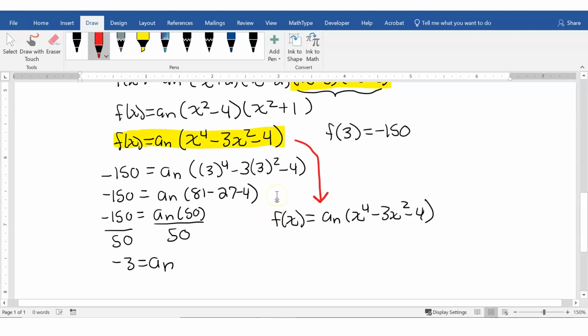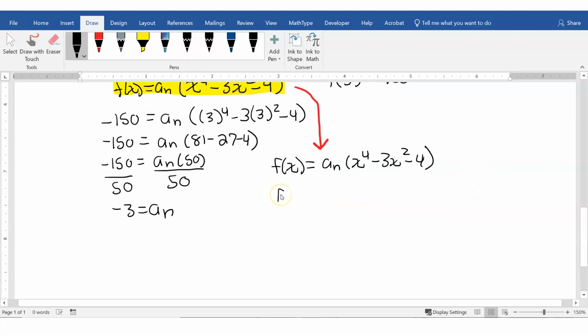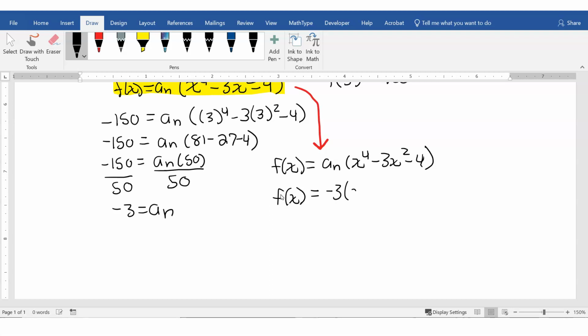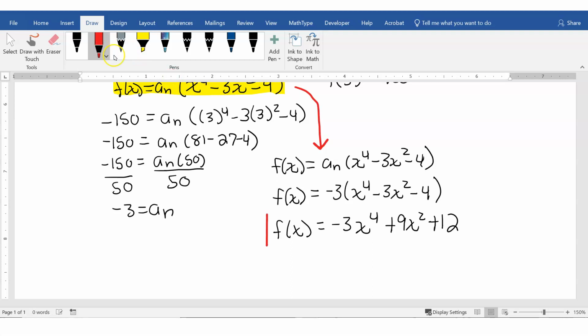Now, to finish the problem and get the final equation, I'm going to go back to this step where we just had this expression a sub n times x to the 4th minus 3x squared minus 4. We now have the value of a sub n. So we will now use that value of a sub n to substitute into the expression here. So I have minus 3 times x to the 4th minus 3x squared minus 4. And then we just need to distribute that minus 3 across that expression. So we'll get minus 3x to the 4th plus 9x squared plus 12. And there is our final equation for the polynomial.